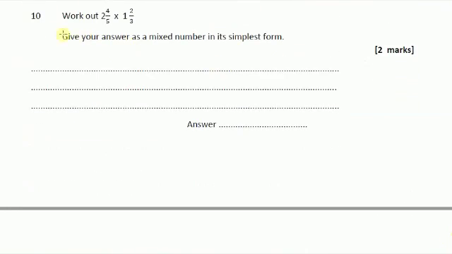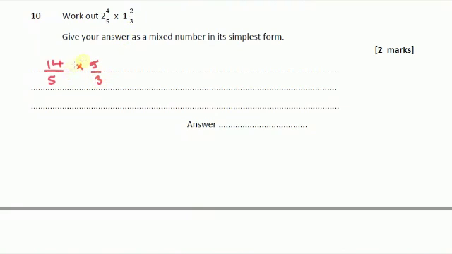Question 10. Work out 2 4/5 times 1 2/3. Give your answer as a mixed number in its simplest form. So let's change each of these mixed numbers into a vulgar fraction, as they call it, by multiplying the denominator with the whole number. So 5 times 2 is 10, plus 4 is 14 over 5, times the second fraction, do the same thing. 3 times 1 is 3, plus 2 is 5, over the denominator there, which is 3.